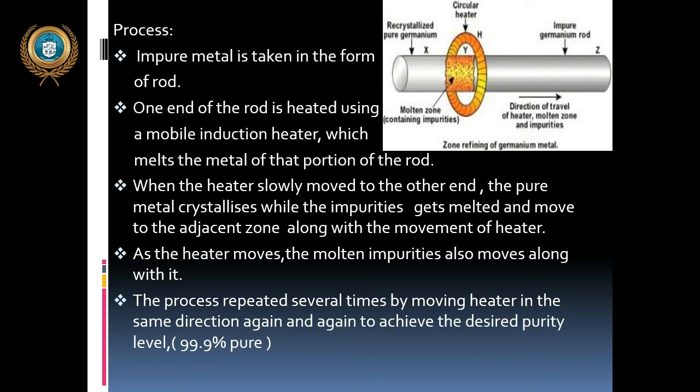So when the heater slowly moves to the other end, the pure metal crystallizes while the impurities get melted and move to the adjacent zone along with the movement of the heater, which means the metal rod we keep fixed in place. Only the mobile induction heater we keep moving. We place the induction heater at the first end and heat. As we move the heater slowly, the rod first melts. In the melting region all the impurities settle, stick to the mobile induction heater and move along with it. The remaining rod crystallizes and forms the pure form.